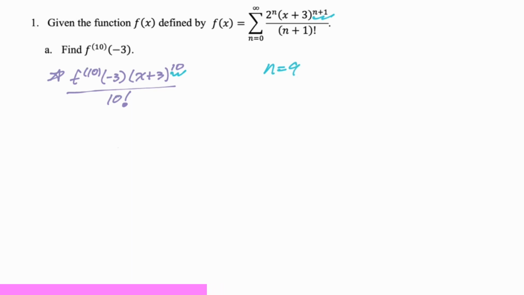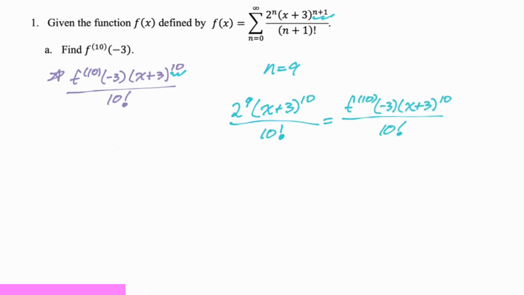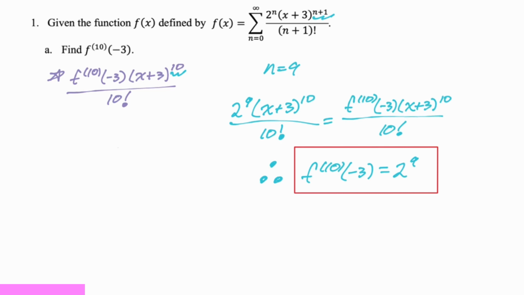So what I'm going to do is take 9 and plug it into the nth term of this series. That'll give me 2 to the 9th times the quantity x plus 3 to the 10th over 10 factorial, which is what we're looking for. So all of this should be equal to the thing we were looking at before. And now we just have to solve for the 10th derivative. You can cross out the 10 factorials, and you can cross out the x plus 3 to the 10th. So we're just left with 2 to the 9th equals the 10th derivative. So the 10th derivative at -3 must be 2 to the 9th.